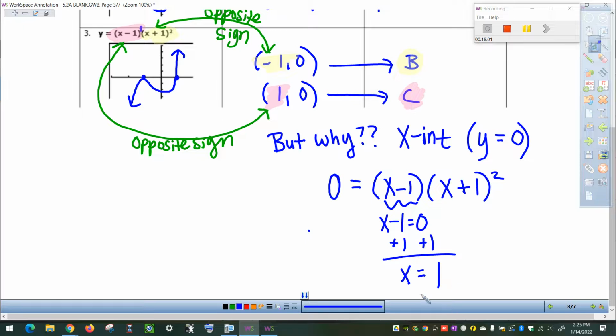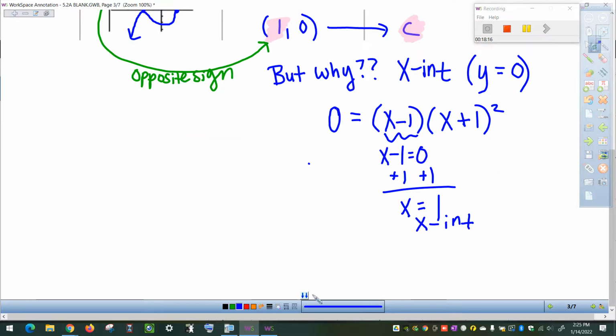So the value of positive 1 is the actual x-intercept value, but it came from the parentheses x minus 1. So that's why we're switching signs. Now, if we were to check it over here on this one, we're going to see the same thing happen. When we set that one equal to 0 and solve for x, sure enough, it's going to change to the opposite sign, and that's giving us the other x-intercept.